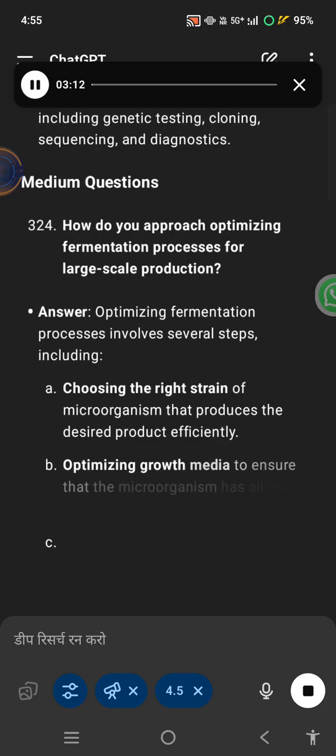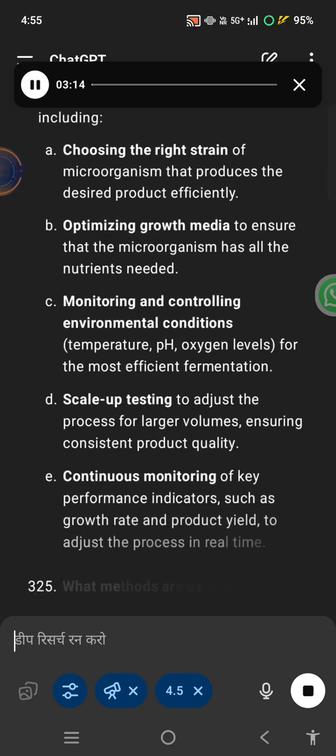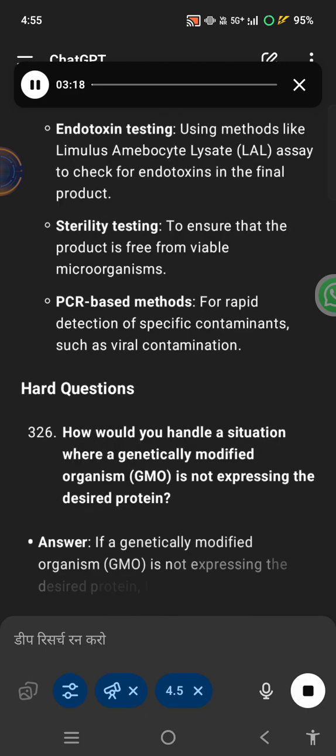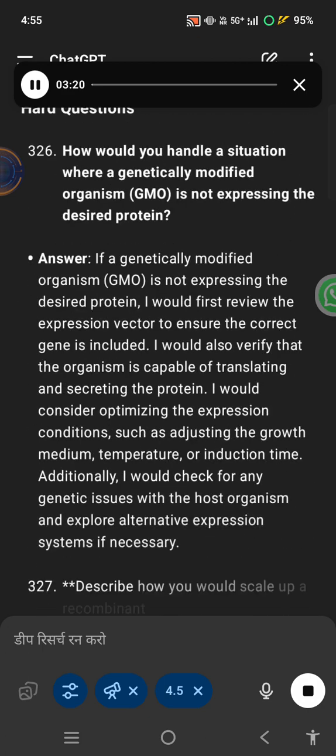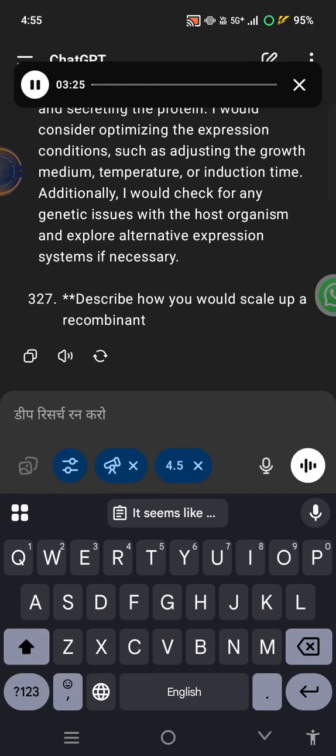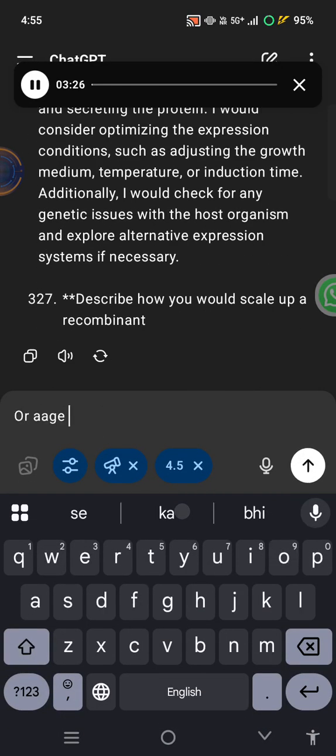35. Can you explain the role of the FDA in drug approval? Answer. The FDA, Food and Drug Administration, reviews and approves new drugs for safety and efficacy before they can be marketed. They also monitor ongoing clinical trials and assess manufacturing practices, labeling, and post-market safety.